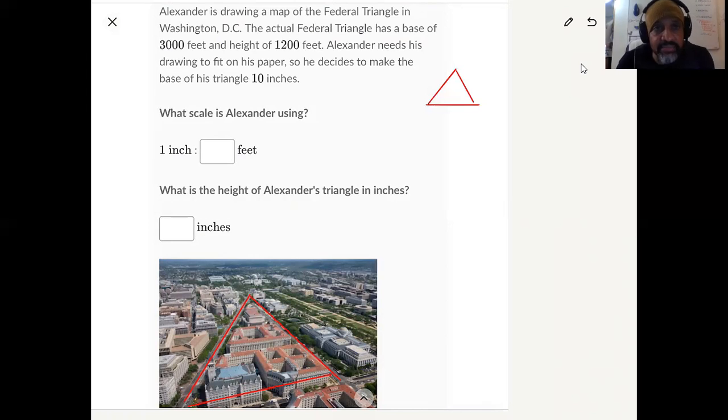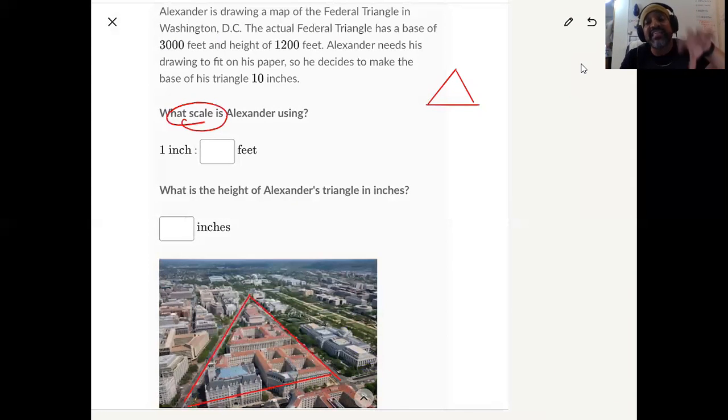Okay, so now the problem says, Alexander is drawing a map of the Federal Triangle in Washington, D.C. The actual Federal Triangle has a base of 3,000 feet and a height of 12,000 feet. Alexander needs his drawing to fit on his paper, so he decides to make the base of his triangle 10 inches. Now, what scale is Alexander using?